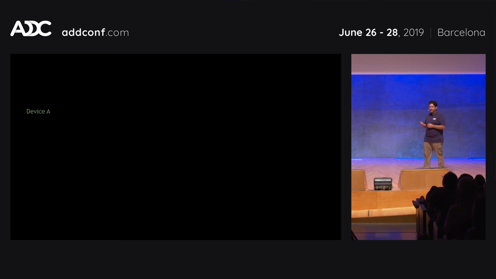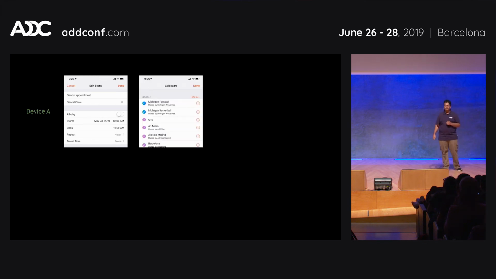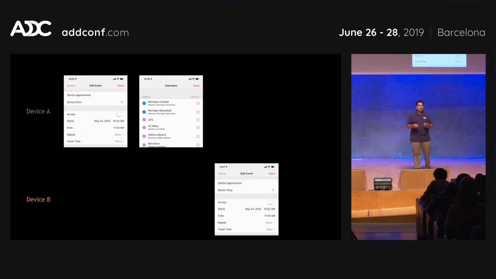So let's say, again, that I have a device A. And let's say, again, that this is a calendar app, and we have this event saying dentist appointment at the dental clinic. Then on the same device, I save that and move to a different screen. Right? So maybe I'm looking at my list of calendars. I don't know why I would do that, but let's say I'm doing that. And then on device B, I go and edit that to say dentist appointment at barber shop.